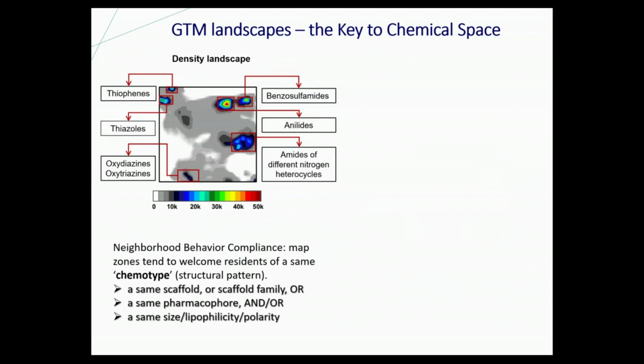So why is this relevant? Well, this is relevant if and only if the GTM is neighborhood behavior compliant. But if the GTM is well built, then of course it will tend to regroup molecules that share some common chemotype together on the same map zone in the same responsibility pattern. What is this chemotype? So this is the beautiful part of it. It's not fixed. It's not, should I say, predefined. It is just learned during the mapping procedure.